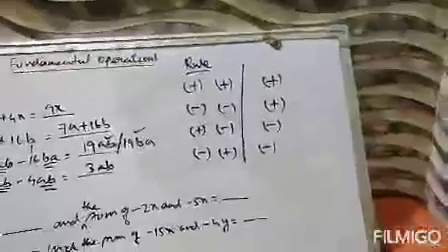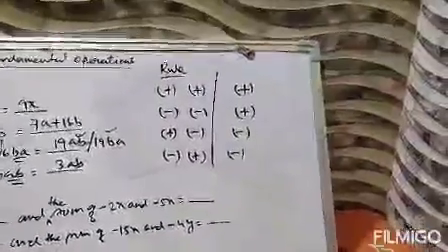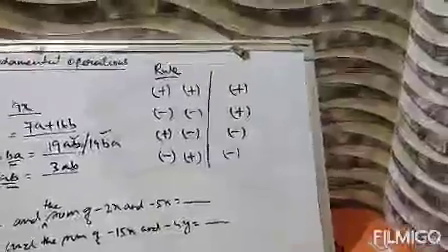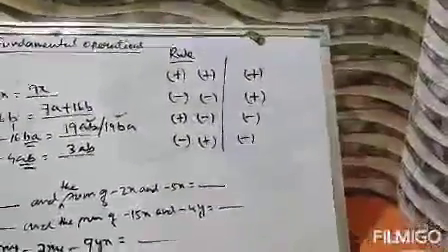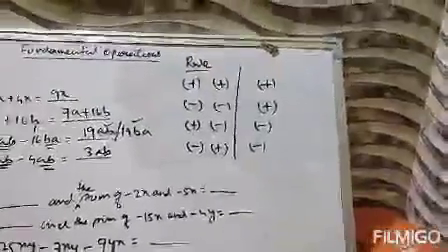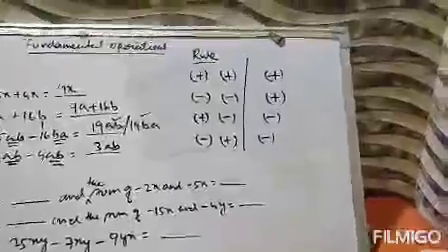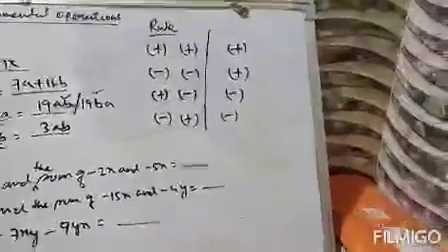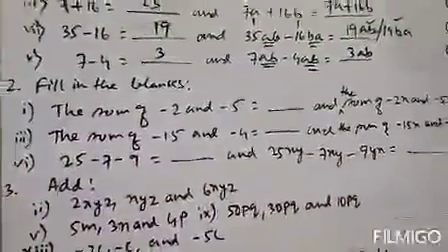When both the operations are plus, the resultant operation will be plus. When both the operations are minus, the resultant operation will be plus also. When one operation is plus and the second operation is minus, then the resultant operation will be minus. And when the first operation is minus and the second operation is plus, then also the resultant operation will be minus. Clear? So based on this concept, we will solve the questions from part 2.